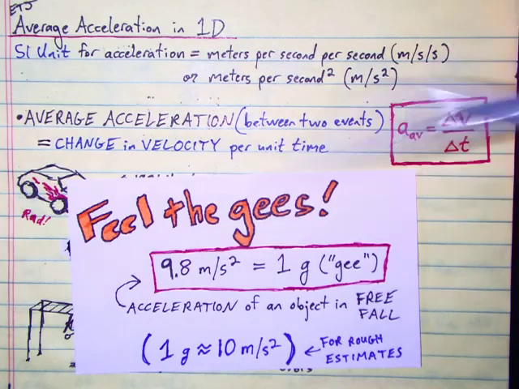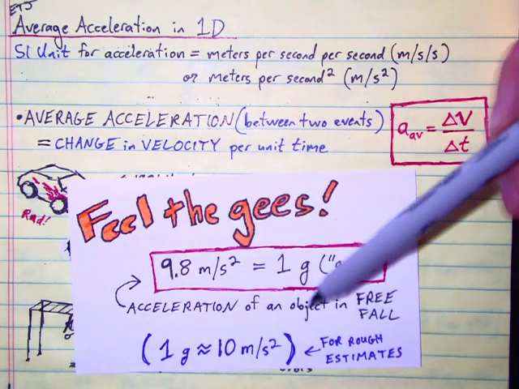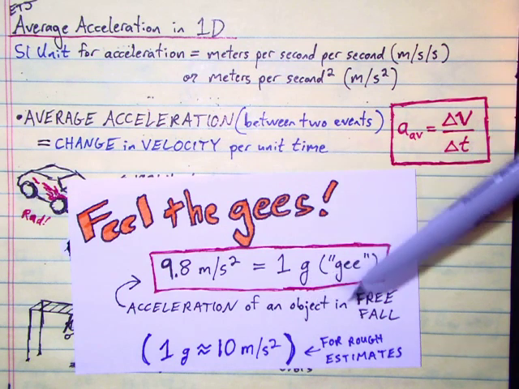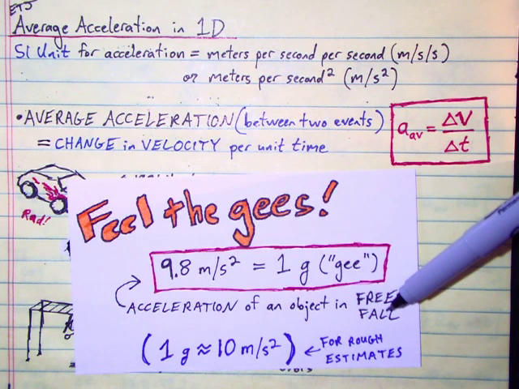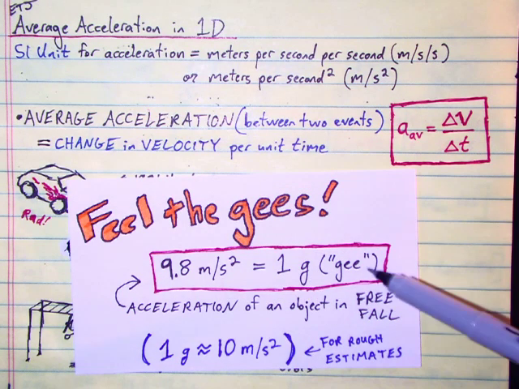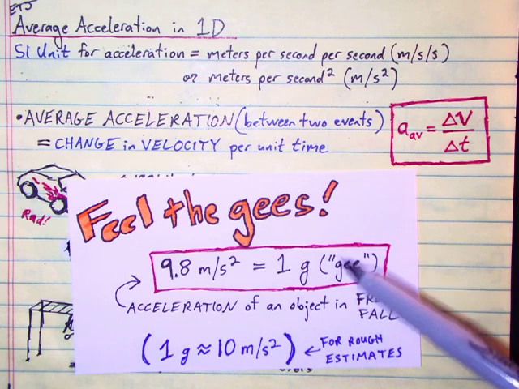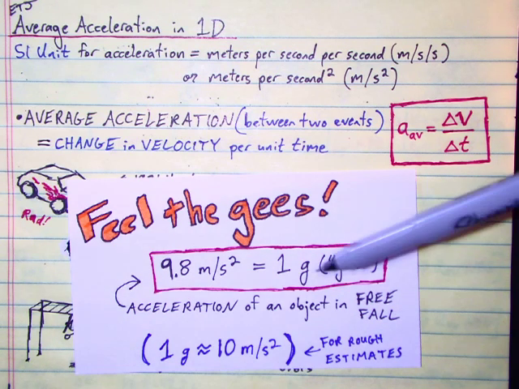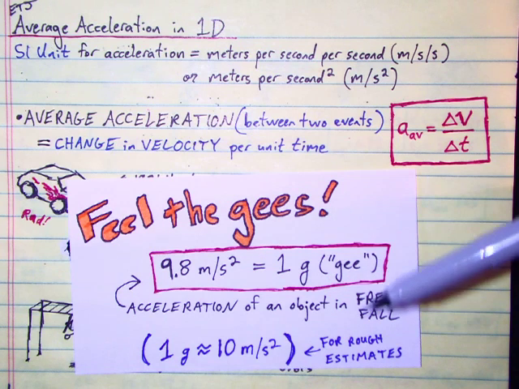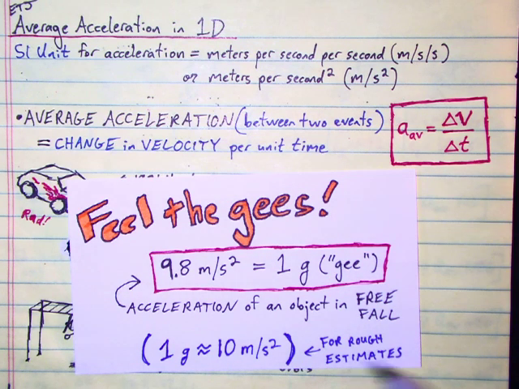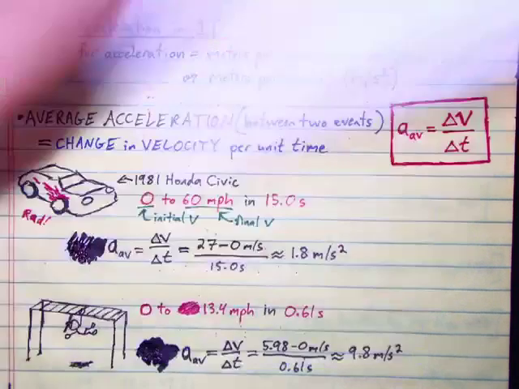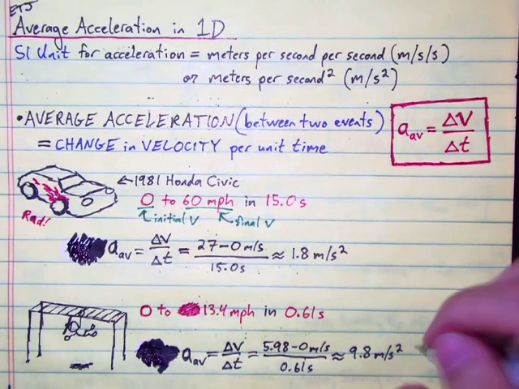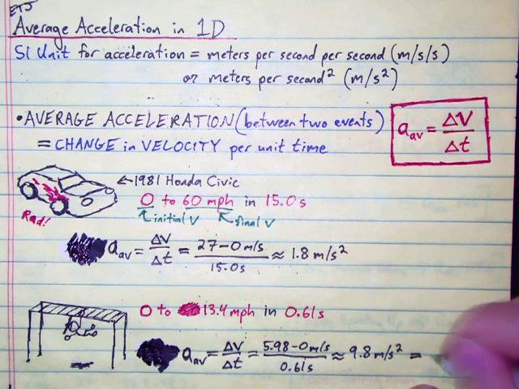9.8 meters per second squared is the acceleration not just of a child falling off the monkey bars, but of any object in free fall. We also call it 1g for short. Commonly we call an acceleration of 9.8 meters per second squared 1g, g for gravity, because this is an object falling under gravity. For doing rough estimates, we can say a g is about 10 meters per second squared. All right, so this here is equivalent to 1g.